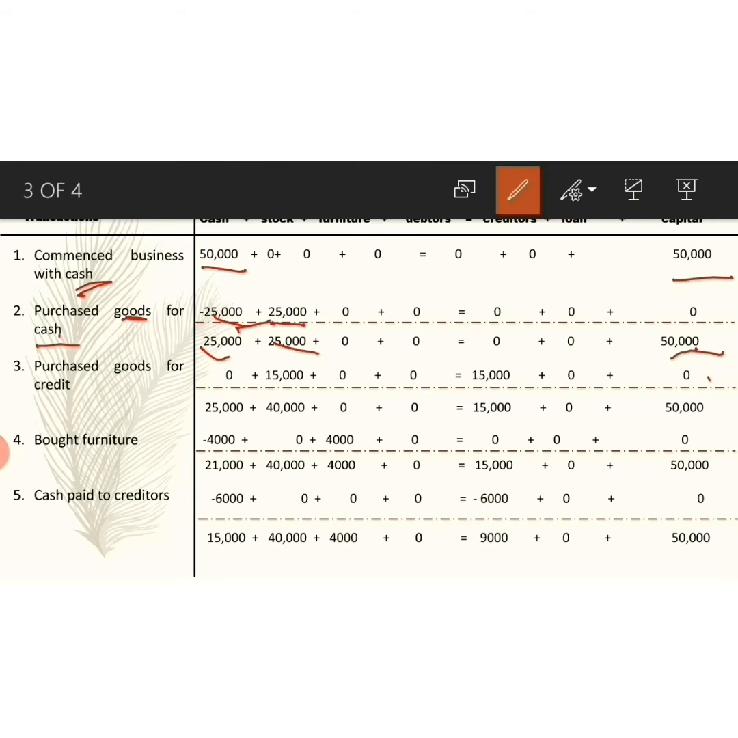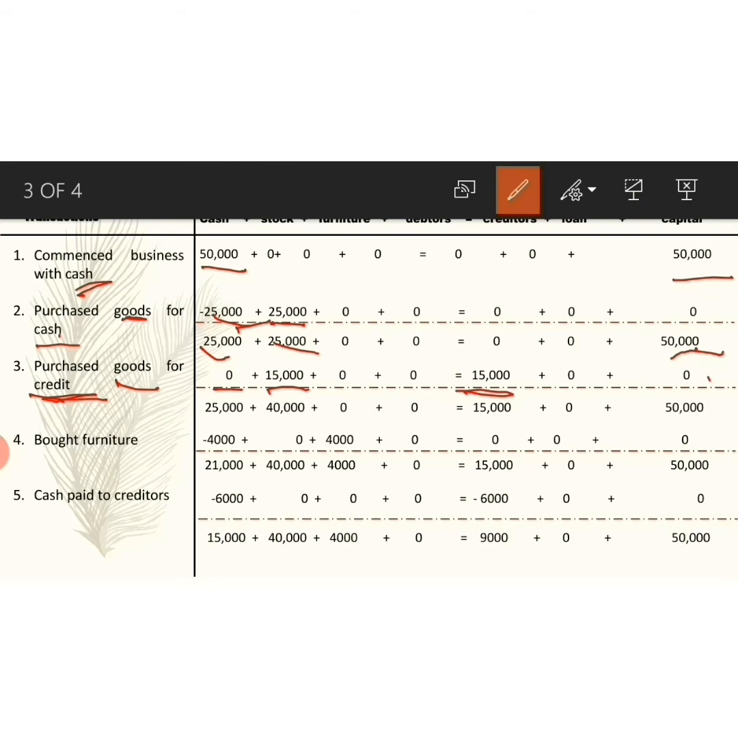Let's move on to the third transaction, purchased goods on credit. Since it is said it is purchased on credit, cash has nothing to do with this, so it is 0. And then again goods are purchased. For that you have to add 15,000 to the stock, and again you have to go to the creditors. Since it is said on credit, it will have an impact on the creditors. That is again 15,000 shown on the liability side under creditors.